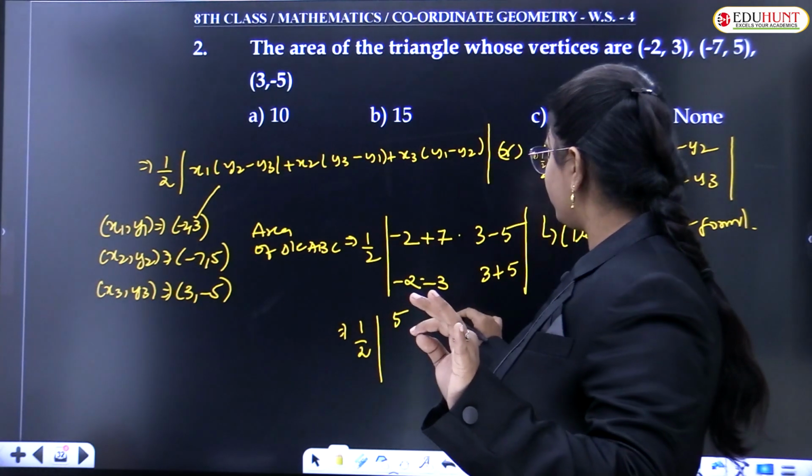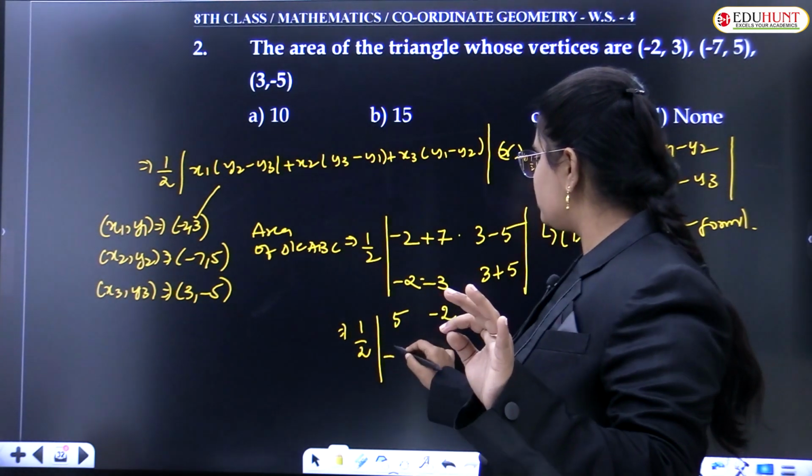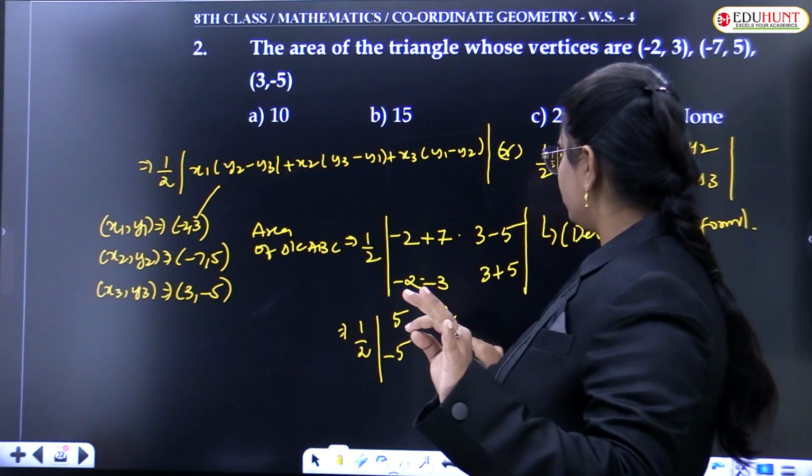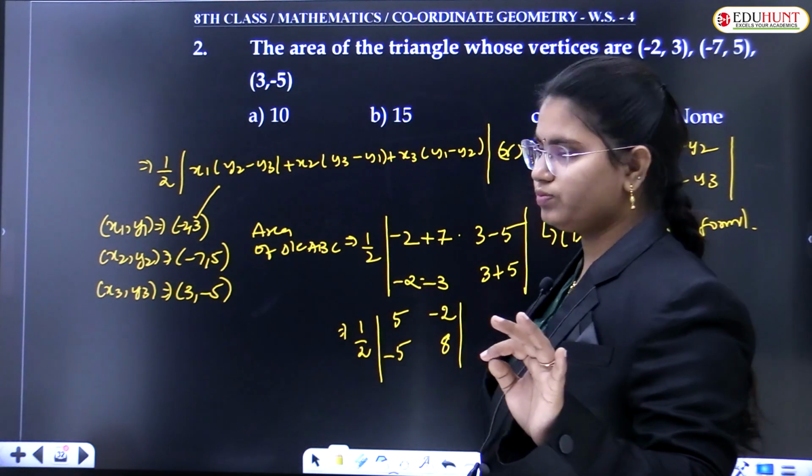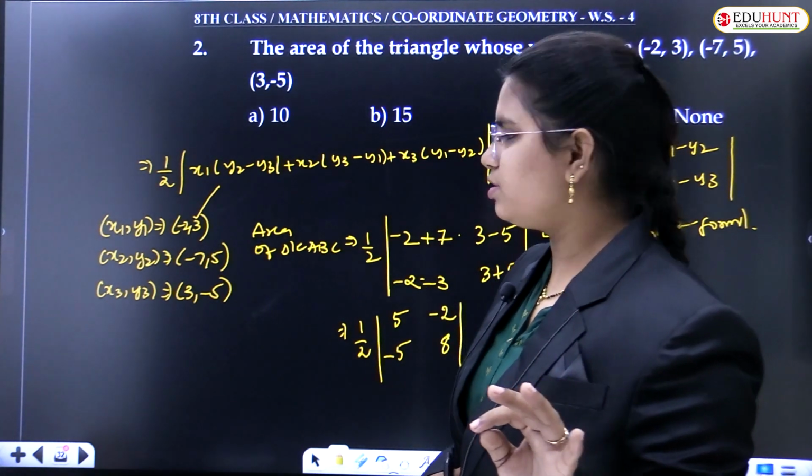3 minus 5 is minus 2. Minus 2 minus 3 is minus 5. 3 plus 5 is 8.